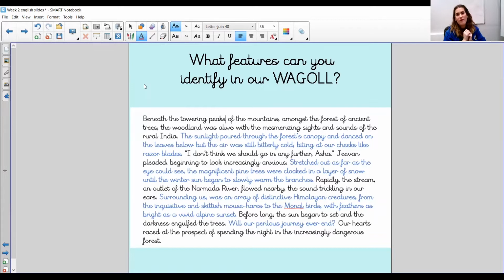Let's have a look then at our Waggle. All we're going to do with our Waggle is have a read through of it together. Then we're going to have a look to see what features we can identify. Now, you might recognise the structure that I've used to write this Waggle, and we're going to have a go at using the same structure at the end of the week to write your Waggles too.